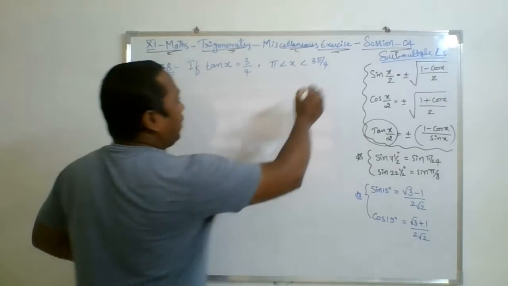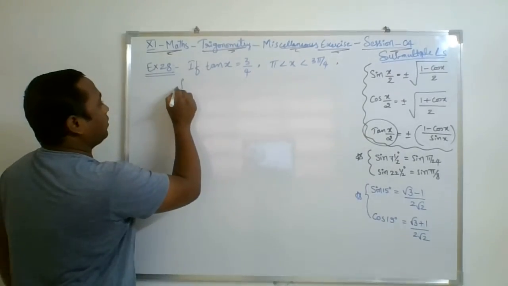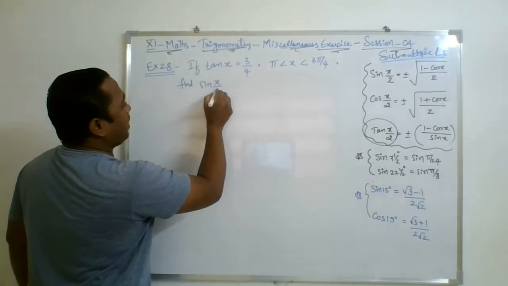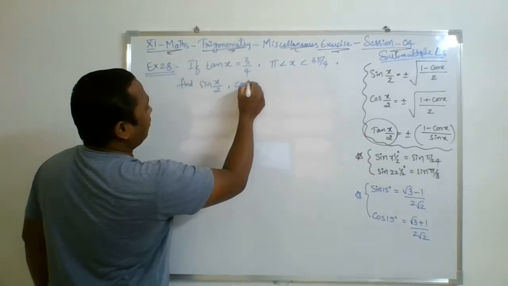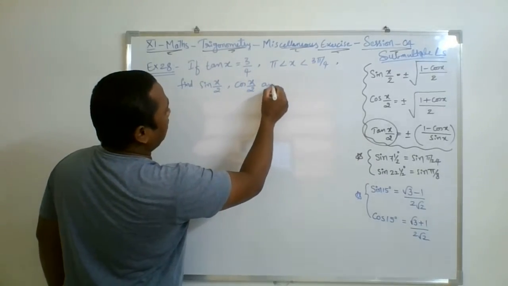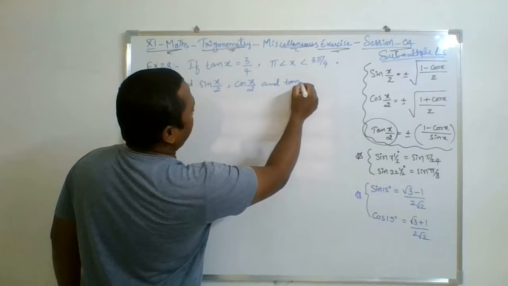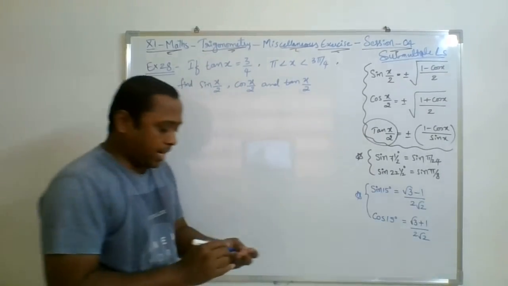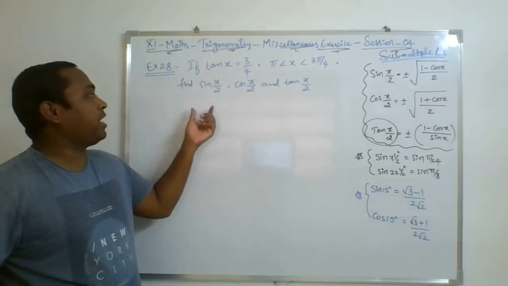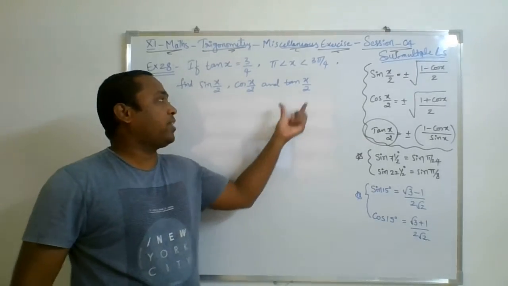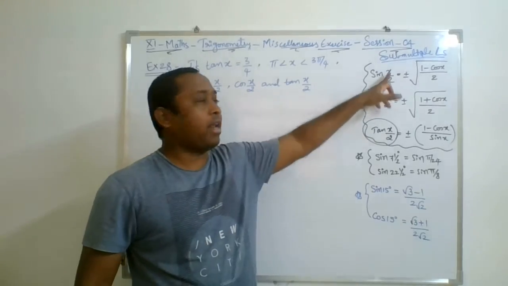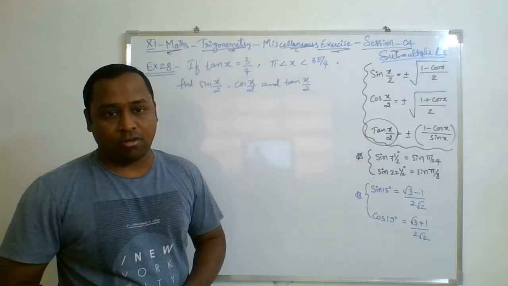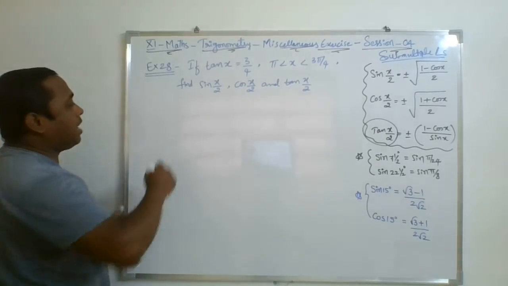Then find the value of sin x by 2, cos x by 2 and tan x by 2. See, directly this question speaks everything. Sin x by 2, cos x by 2, tan x by 2. They have ready-made formulas for that. Just use them and find it out. Okay, so let's have this one.